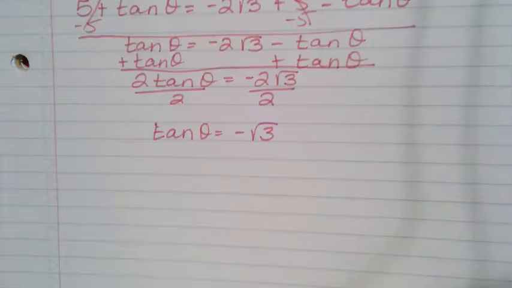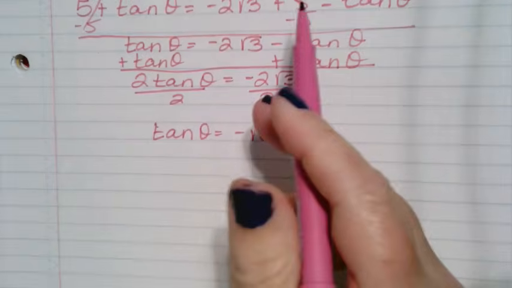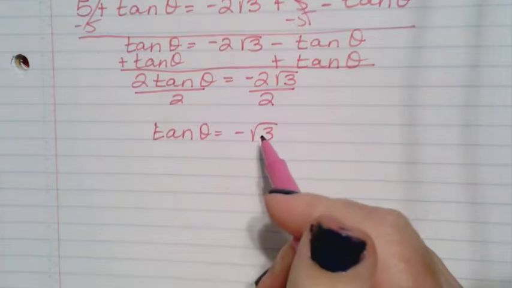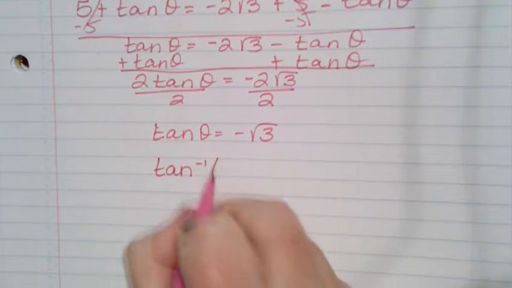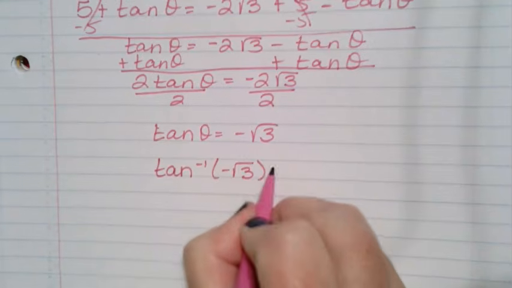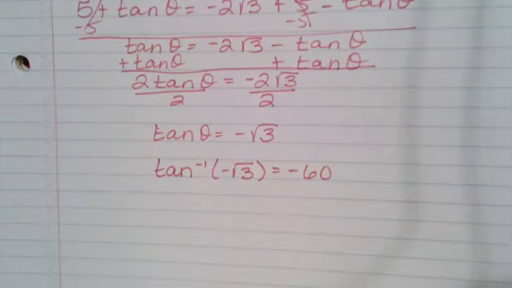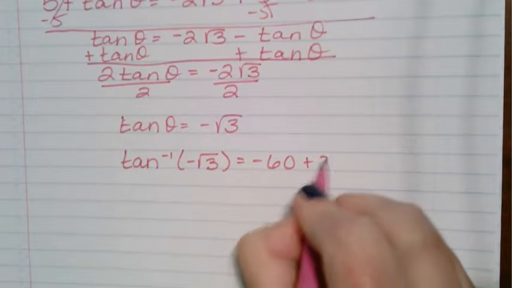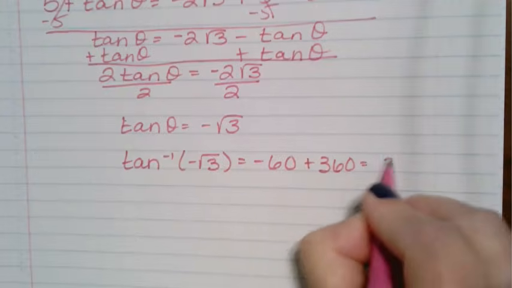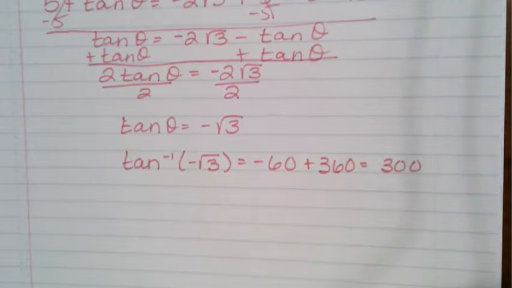Again, we started off with the square root. I didn't put it in, so we don't do plus or minus. So just one last time. Inverse tangent of negative square root of 3, and that gets you negative 60. We need a positive answer, so add 360, and you get 300.